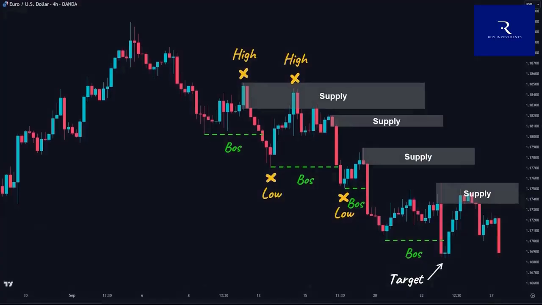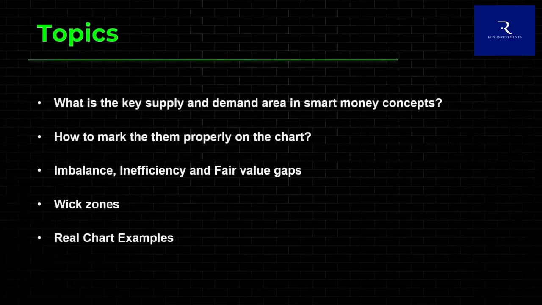So, in this video, we are going to show you the rules we use to identify high-probability supply and demand zones that are respected in the market. Additionally, we'll demonstrate our technique for marking them on the chart, alongside the psychology behind these concepts and multiple chart examples.